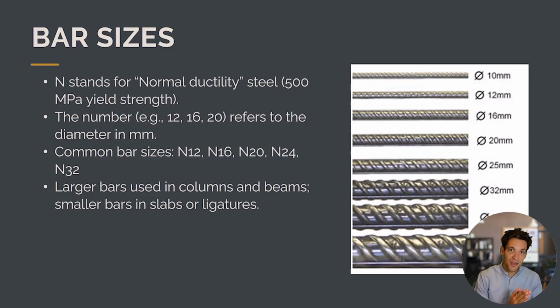So 500 MPa yield strength means normal ductility. The number after that, when you get N12, N16, N20, refers to the diameter of the bar in millimeters. Common sizes you'll get will be N12, N16, N24, and N32. The larger bars are typically used in columns and beams where there's a big structural loading, and the smaller bars are used in slabs or ligatures.